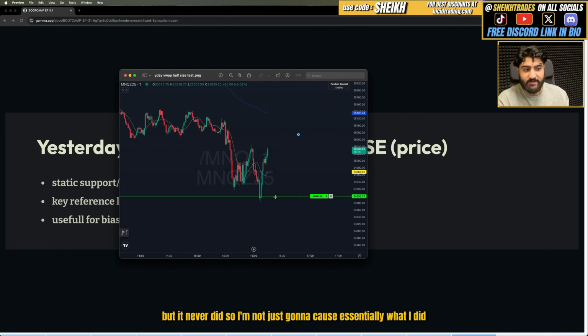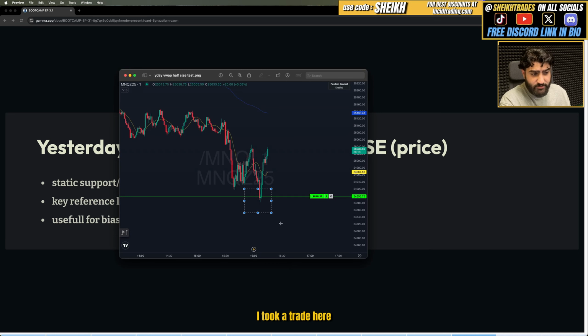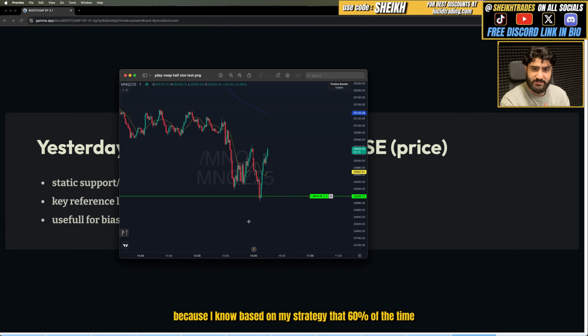Essentially what I did, I front ran this. So I took a trade on the front side. I just longed because I was like, okay, we're going to approach yesterday's VWAP. We're holding it. I see bids coming up. I long, but I'm not going full size because I never go full size on front side trades. I only go full size on the back side, like the other example that I showed you. I took a trade here, half size, on the front side long on the yesterday VWAP bounce, because I know, based on my strategy, that 60% of the time we will see bounces off yesterday's VWAP.